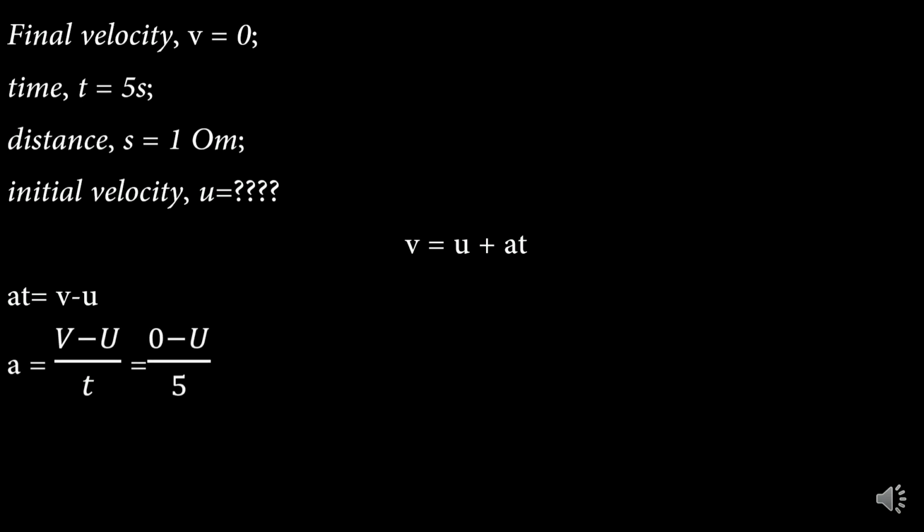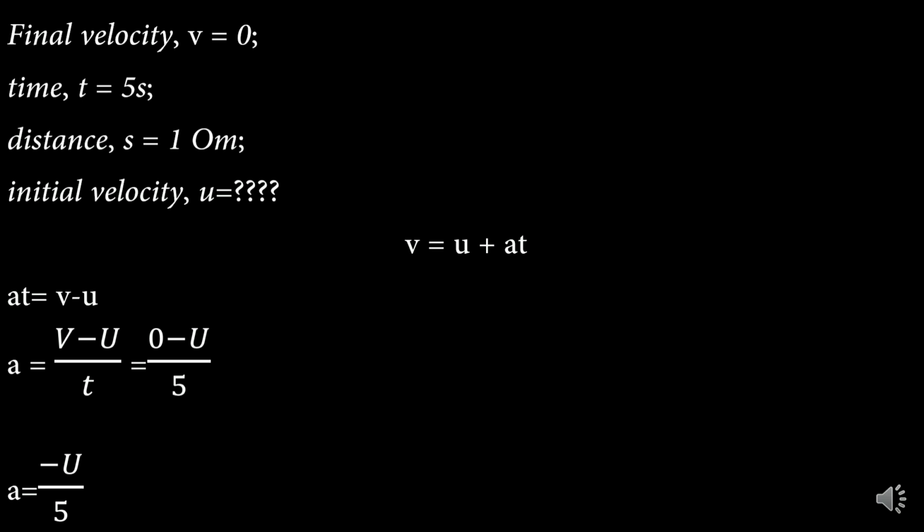Then your final velocity is 0. Your initial velocity, you just leave it as u. Then you solve it, and that gives you acceleration is equal to minus u over 5.